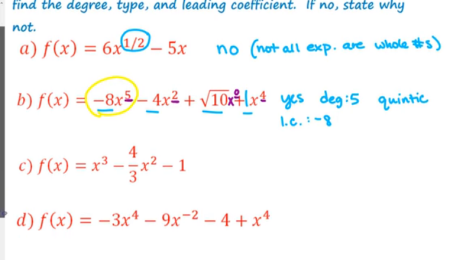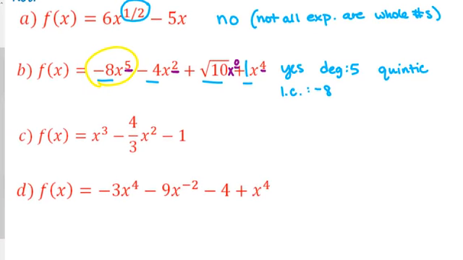Okay, let's look at part C. Let's look at those exponents. 3 is a whole number, 2 is a whole number, and then 0 is a whole number. So it meets that criteria. And let's look at the coefficients. 1 is real, -4/3 is real, -1 is real. So yes, this is also a polynomial function. The degree is 3 because that is the highest exponent. And then it is cubic. And then the leading coefficient, which is the coefficient on the term with highest degree, is 1.